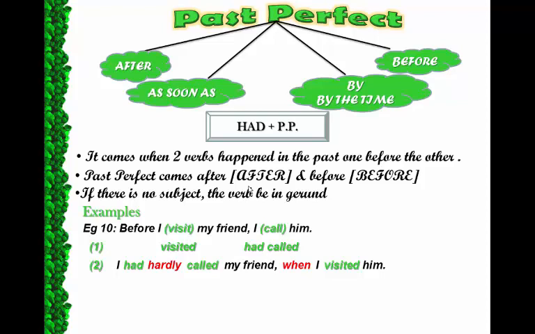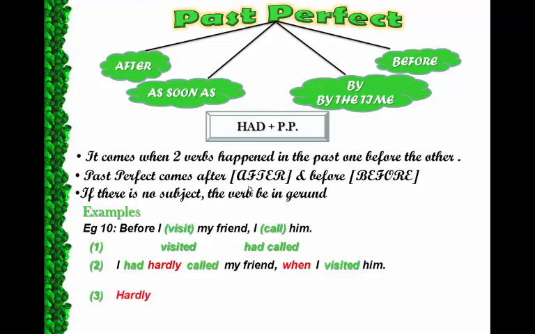So here you have the word hardly. Again, it comes between the two parts of the past perfect. It also means as soon as. As soon as I had called my friend, I visited him. So notice here hardly in between the two parts of the past perfect, as I told you before. And notice here that the word hardly is connected with the word when. So no sooner connected with than, and hardly connected with when.